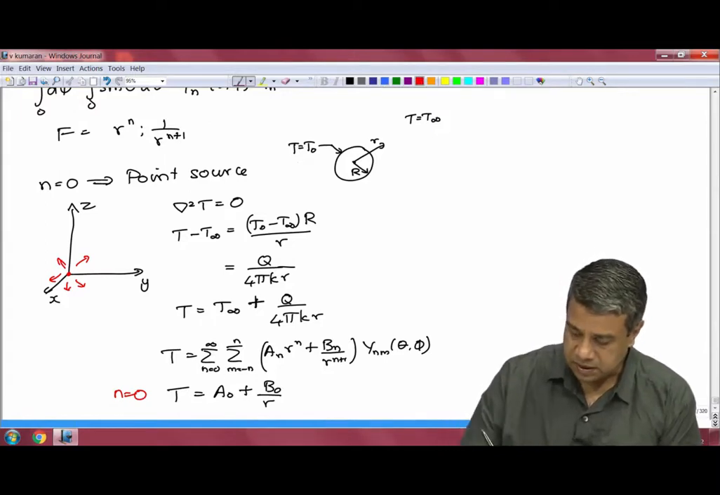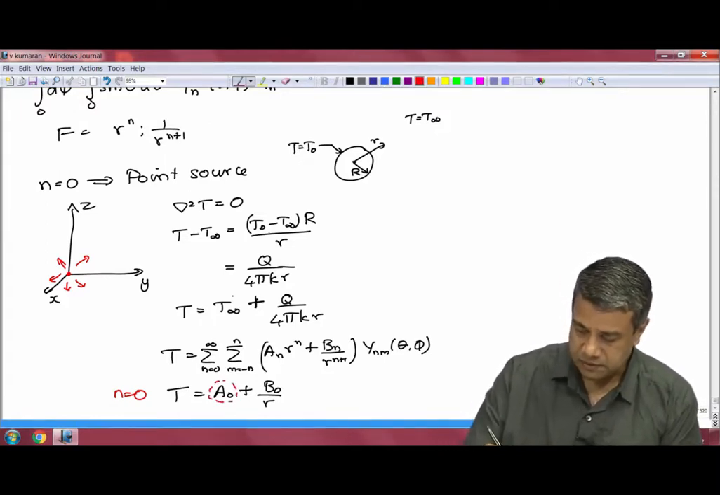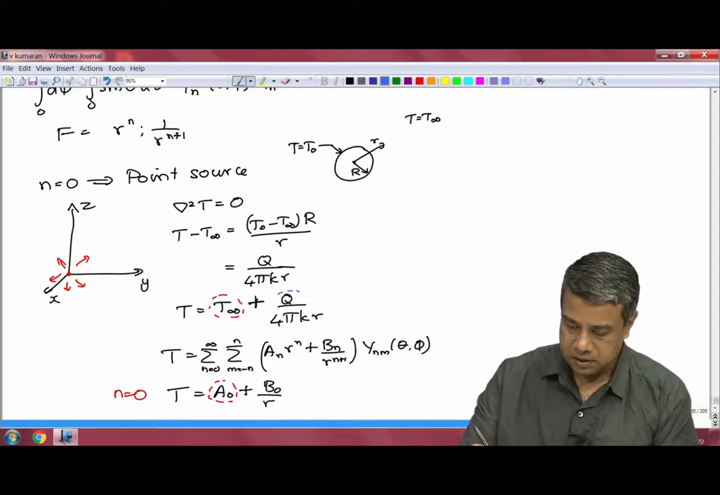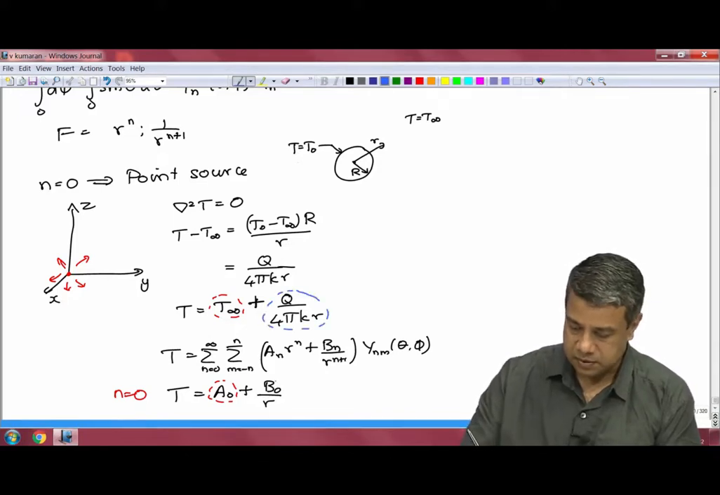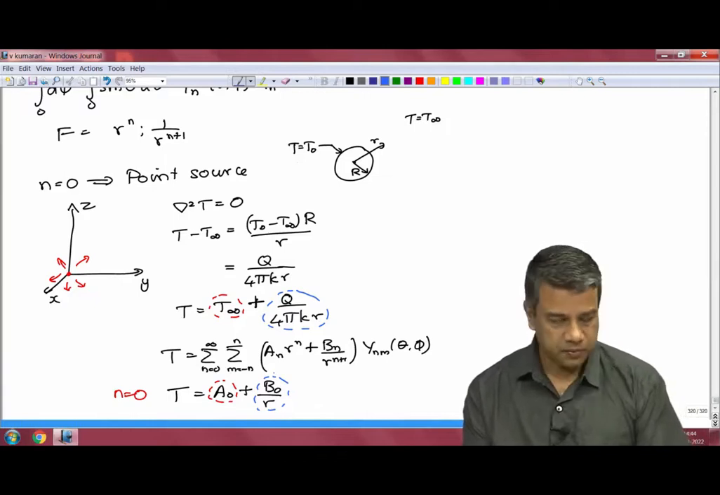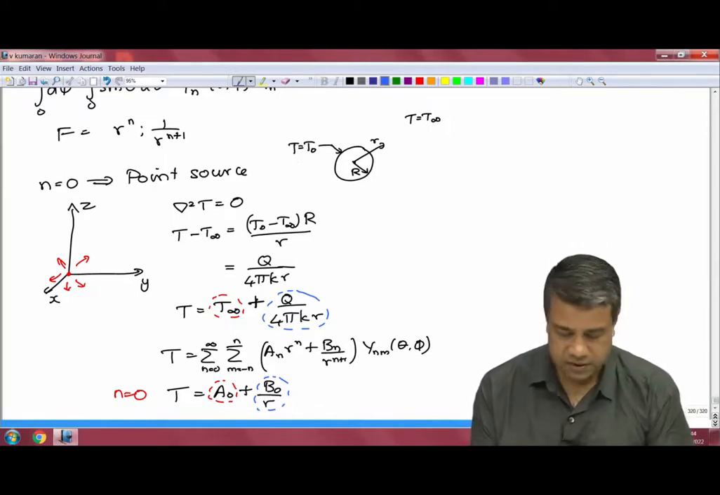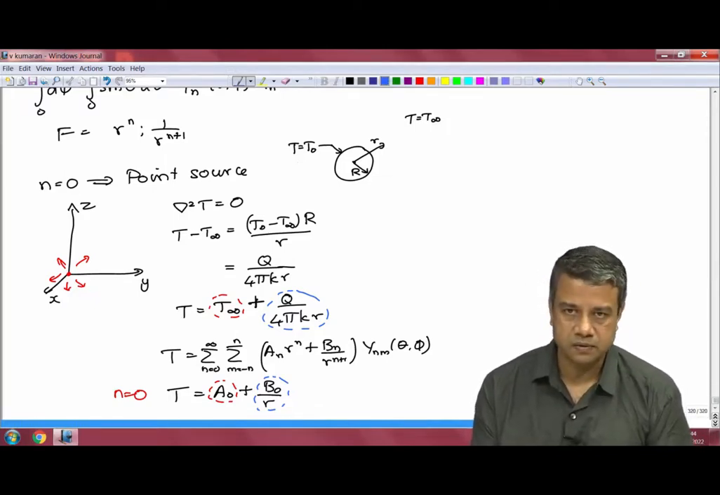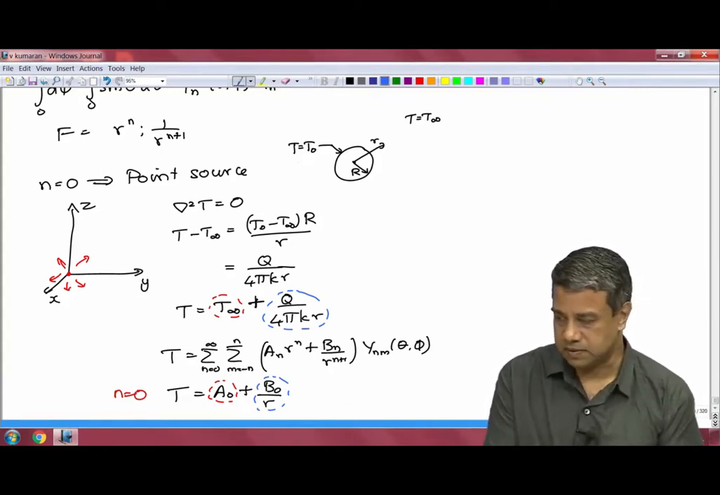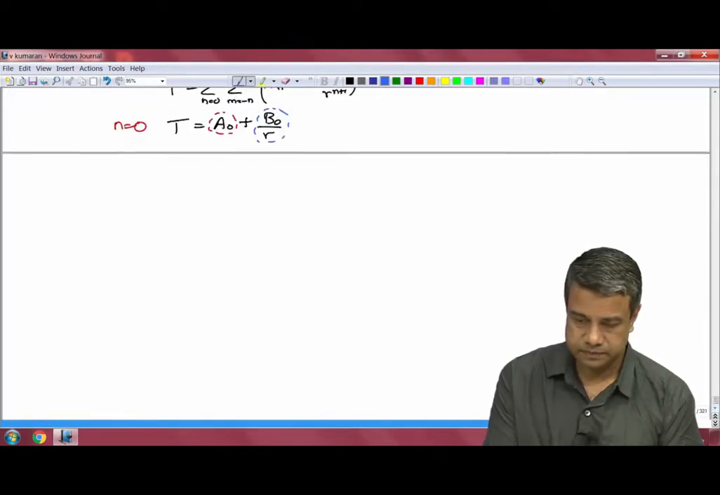So, these are identical to the terms that we have for a point source. The red term is a constant, the blue term decreases proportional to 1 over r. So, a point source is the solution of this equation for n is equal to 0. n is equal to 0 corresponds to a point source.